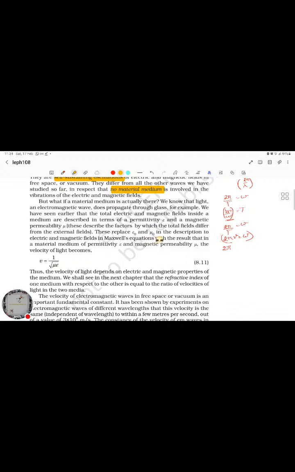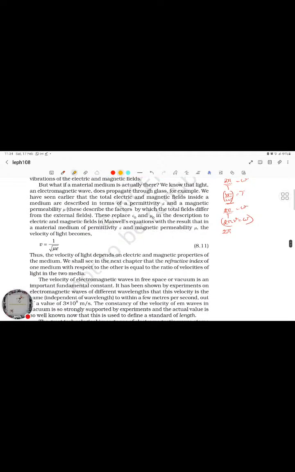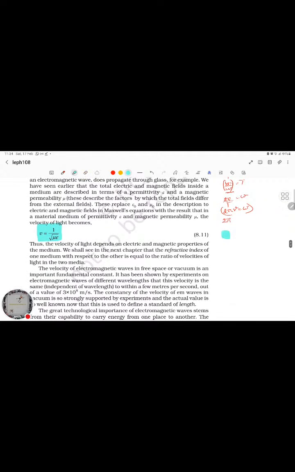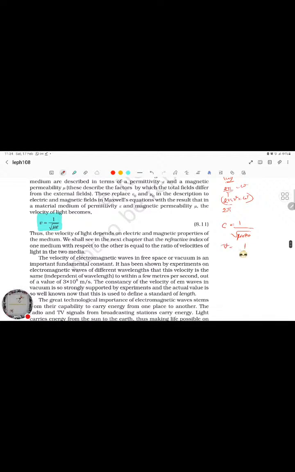These replace epsilon naught and mu naught in the description of electric and magnetic fields in Maxwell's equations, with the result that in a material medium of permittivity epsilon and magnetic permeability mu, the velocity of light becomes different. In the ideal vacuum scenario, we had c as the speed of the electromagnetic wave, c is equal to 1 by root of mu naught times epsilon naught. But in a general case, the speed of a wave is given by 1 by root of the permeability of the medium multiplied by the permittivity of the medium. It is based on both of these.